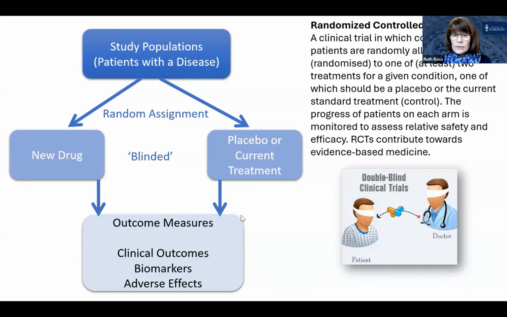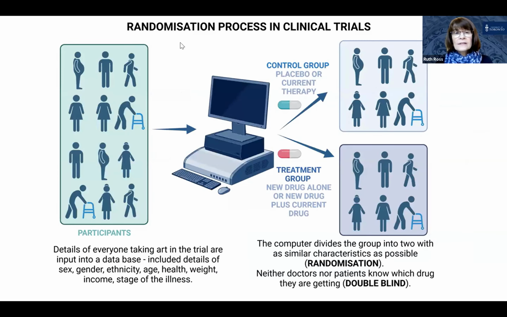Clinical outcomes, so does the illness get better? Biomarkers, various biomarkers, say, of inflammation, or adverse effects also that are being assessed. And this is the way the randomization process works. So you would take a random group of participants. So you're trying to match them. They're trying to match them for age.